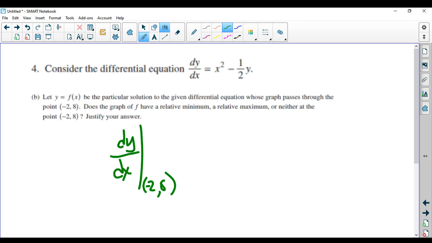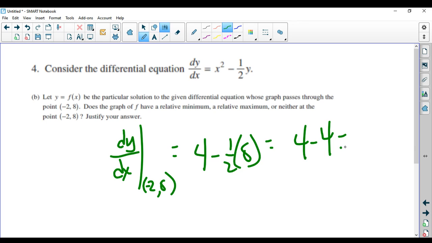Now, if this isn't 0, then -2 is not a critical number, and it doesn't have a min or a max. So we're going to plug it in. -2 squared is 4, minus 1/2 times 8, which is 4 minus 4, which is 0. That's not surprising, otherwise it would be a very simple question. -2 is a critical number, so there could be a relative min or max there. It still doesn't have to be.